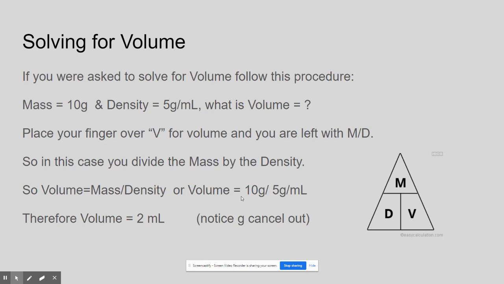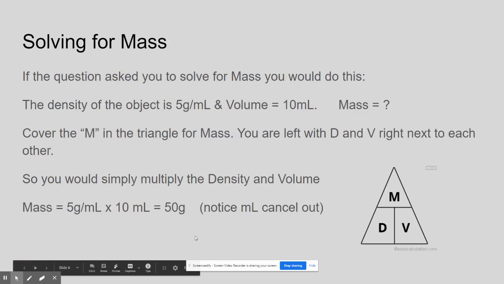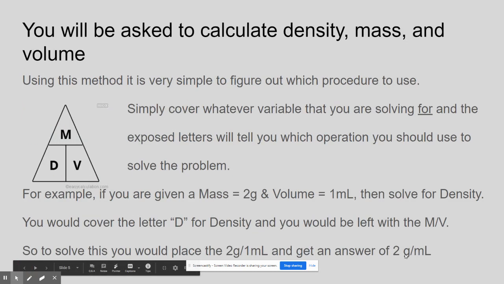Okay, one other thing to note, which I did not mention on the last slide, is that the two g's cancel out. We have 10 grams for mass, we have 5 grams per milliliter for density. This g cancels out with that g, and you're left with the milliliters. So if you're solving for volume, your answer is always going to be milliliters or centimeters cubed. If you're solving for mass, you're always going to be answering in grams, because that's how we measure mass. If you're solving for density, it's going to be grams per milliliter or grams per centimeter cubed.